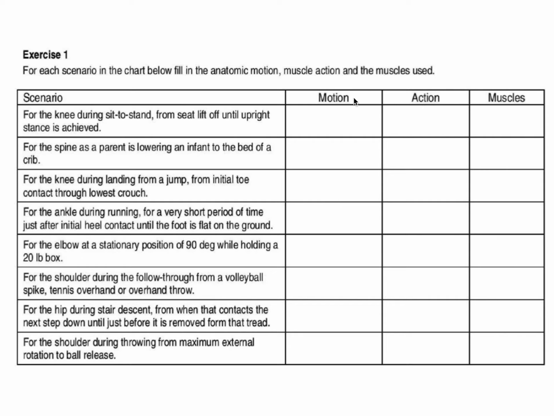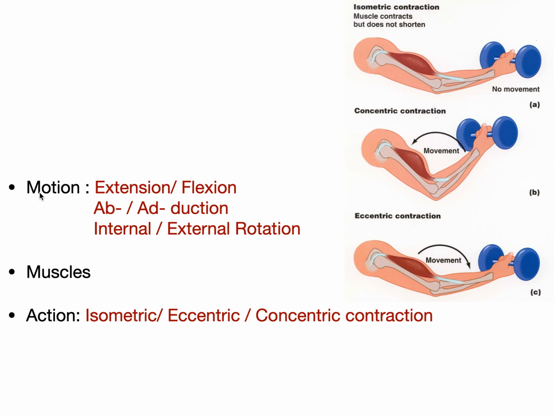So what kind of vocabulary should we fill in? For motion, we're describing the motion of that joint. So it can be extension, flexion. For example, for the knee during sit to stand, that'll be knee extension, right? And also you've got abduction, adduction, and internal and external rotation. For muscles, you'll go back to your anatomy class to see which muscle is controlling which joint in which direction.